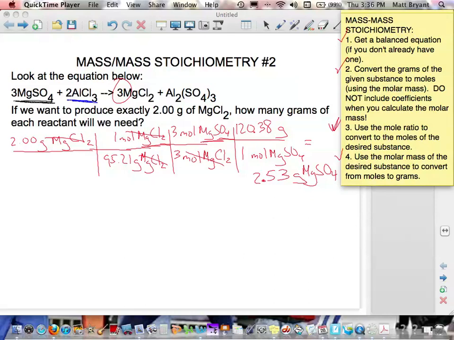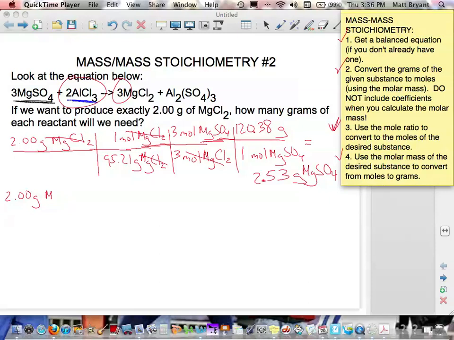So that's one calculation. We figured out how many moles of magnesium sulfate we need. So if we go in the lab and we grab a weigh boat and we check out the balance, we're going to put in enough magnesium sulfate to get to 2.53 grams, and then we're going to use that. So, next step, we're going to do the same thing, except now we're going to do it with aluminum chloride.